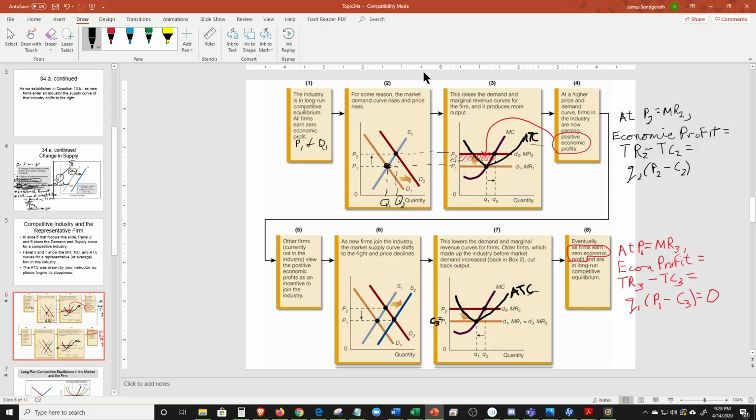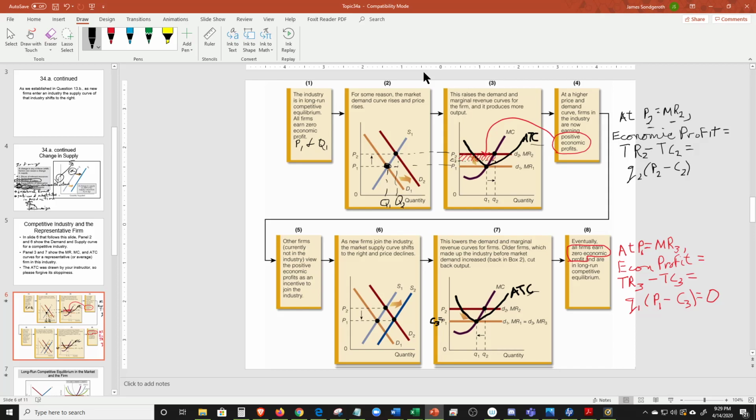And so the revenue is P2 times Q2. And I tried to show the cost here. I know it's not that great, but I'm using C2 as a cost per unit. And so basically economic profit equals total revenue minus total cost, and we're doing it at P2, which is the same as MR2.